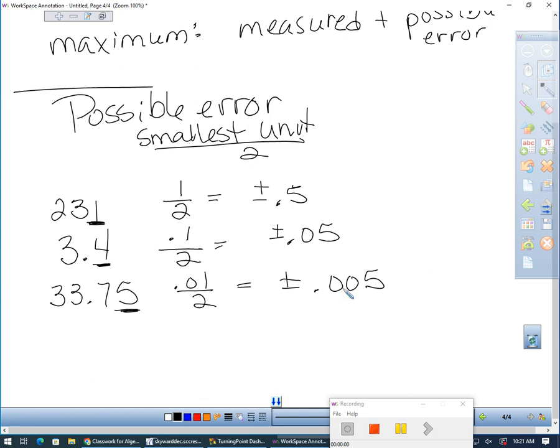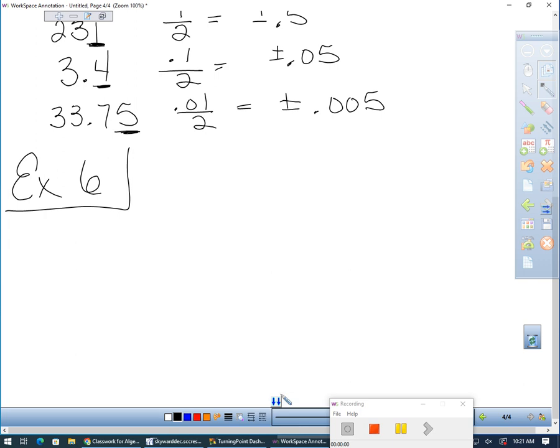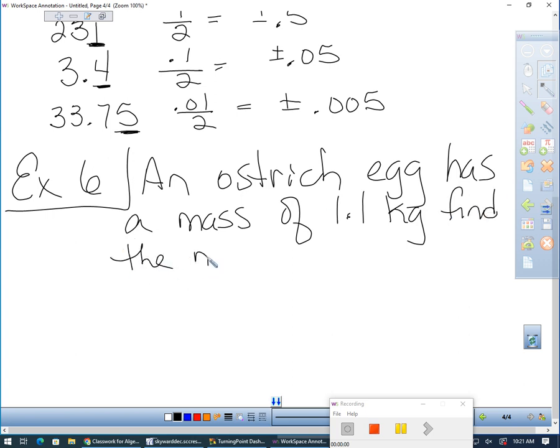Here is example number, I don't know, am I on 6? Thank you. Example 6. An ostrich egg has a mass of 1.1 kilograms. Find the minimum and maximum possible measurements.